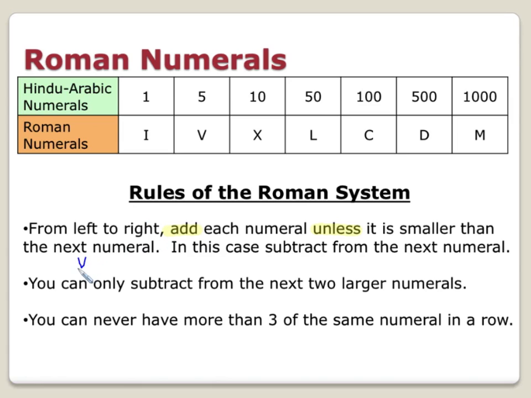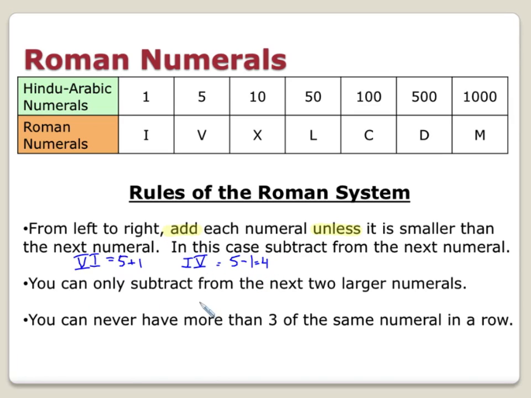If I do something like this, VI, we would add from left to right, so that would just be 5 plus 1. And the reason is we go from larger numbers to smaller numbers. But if I switch that around and I write IV, now the I is actually smaller than the V, and so this becomes subtraction. So this becomes 5 minus 1, okay, which would actually equal 4 here.